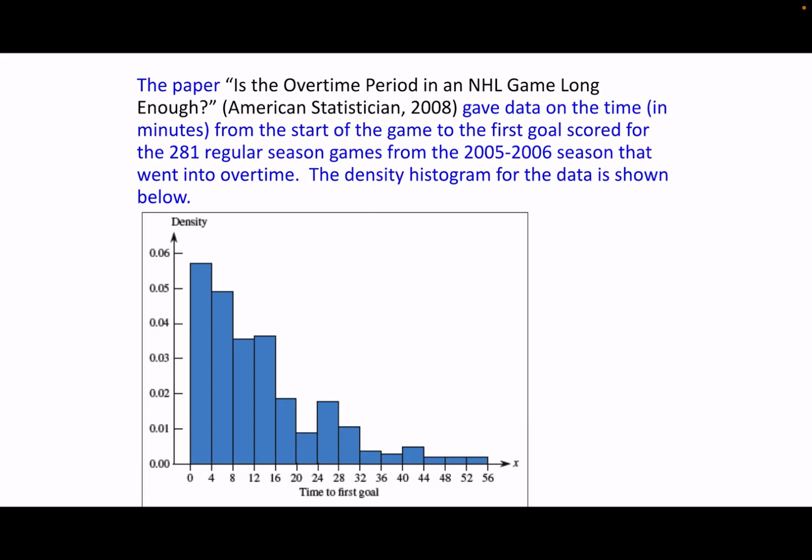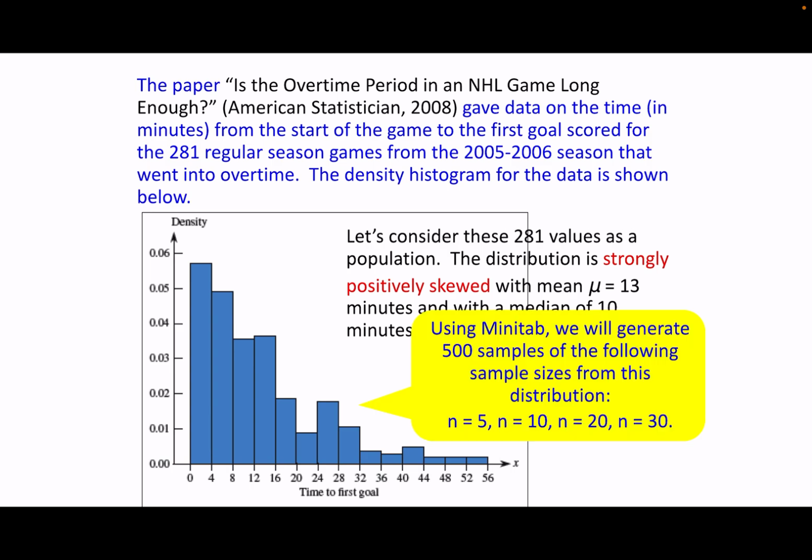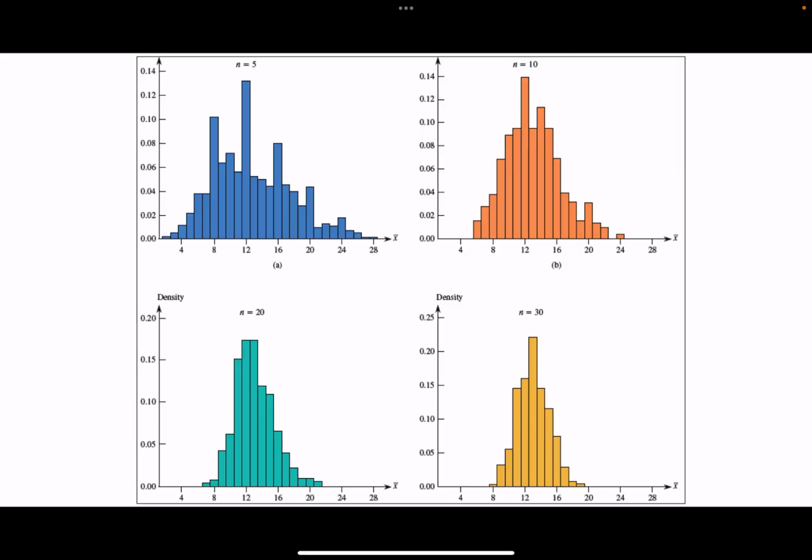So if we look at this example, it gave time in minutes from the start of the game to the first goal scored. The density data is shown below. Is this normal? No. So we consider this population of 280 as strongly positively skewed, in other words, it's going towards 0, with a mean of 13 and a median of 10. Using Minitab, we can generate 500 samples of the following sizes. And this is our result.